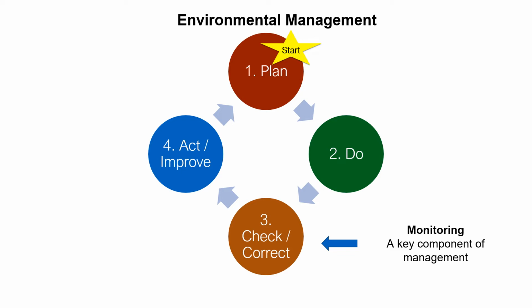In the case of low quality results, corrective actions need to be taken. In the fourth stage, the environmental plan is reviewed and improved. The cycle can be repeated as needed. Let's look at some planning that needs to be done in order to start monitoring in the next slide.